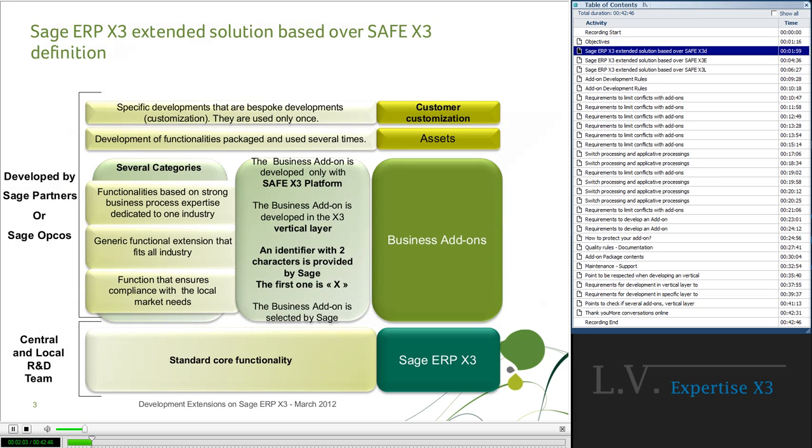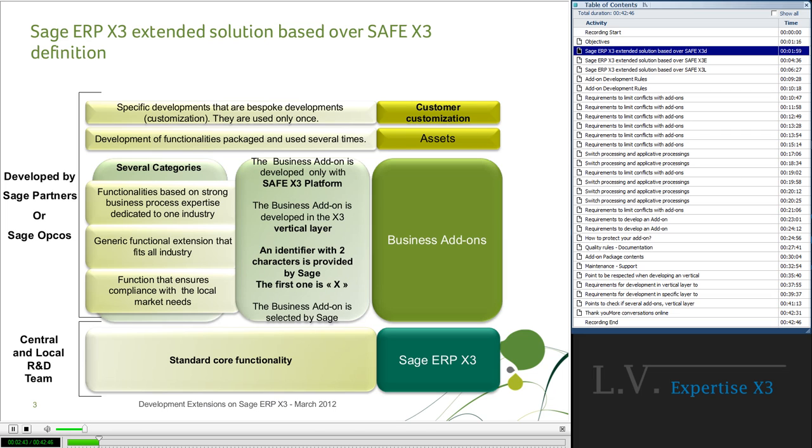This slide explains the definitions of the development extensions on Sage ERP X3. It is very important to share the same vocabulary. One year ago, we launched a marketing program called Add-on Catalog. Its target is to reference the add-ons developed by the Sage partners and allow them to distribute their add-ons to other partners. We have decided to organize this part in order to facilitate the implementation of these add-ons.